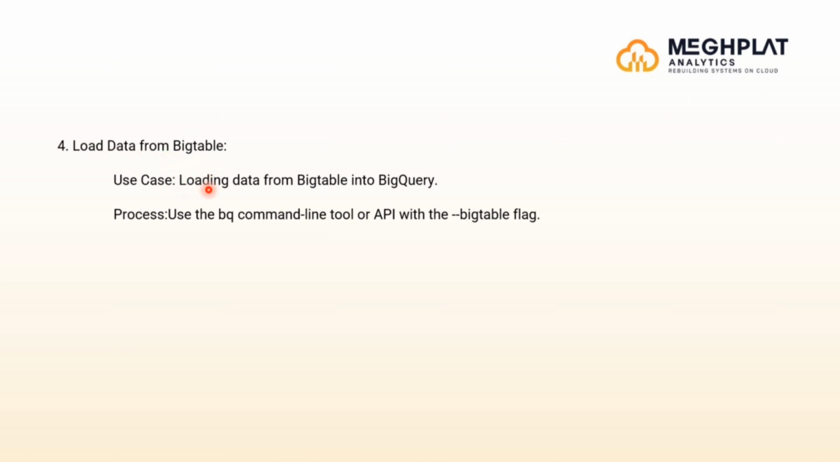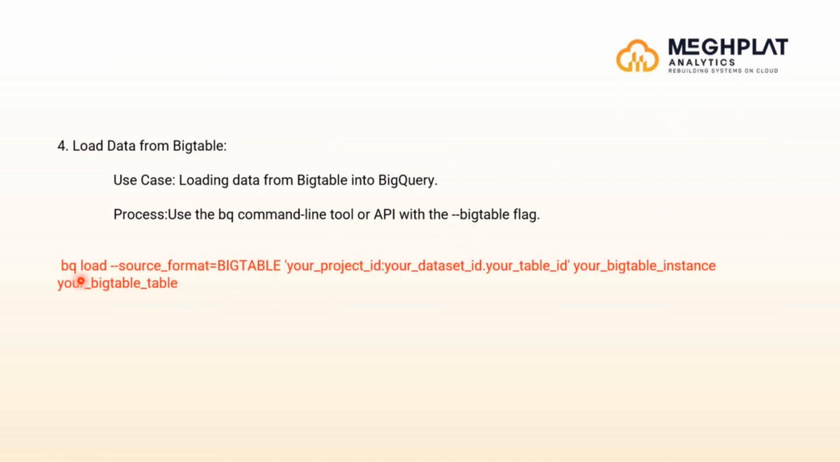Use case: loading data from Bigtable into BigQuery. The process is to use the BigQuery command line tool or API with the Bigtable flag. This is the command we need to follow while working in the Cloud Shell terminal. So this is about loading data in BigQuery. There is also querying external sources in BigQuery. Let's see it in another video so that you will know everything about loading, exporting and querying external sources in BigQuery.